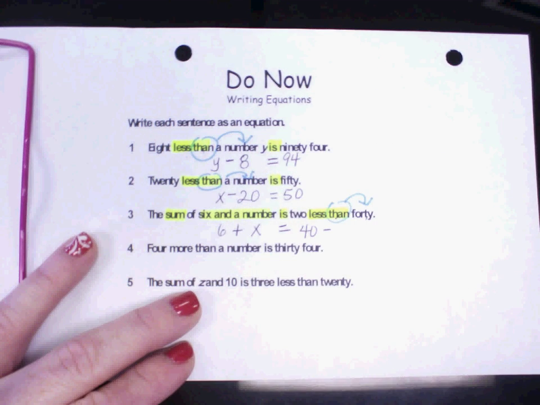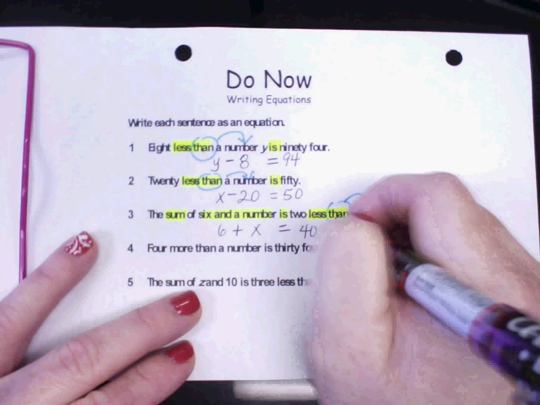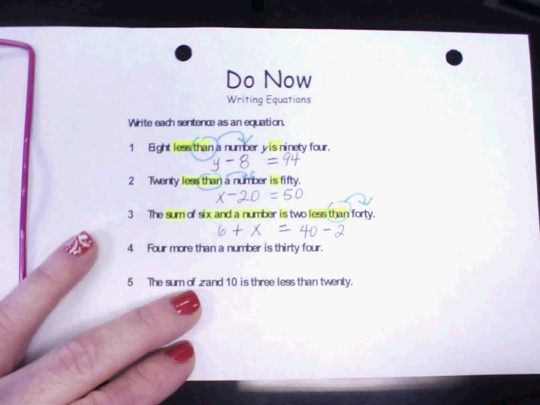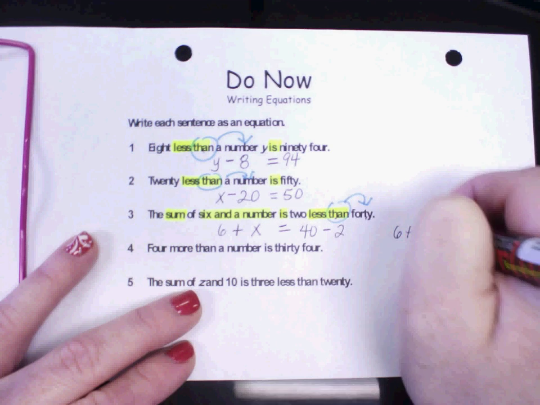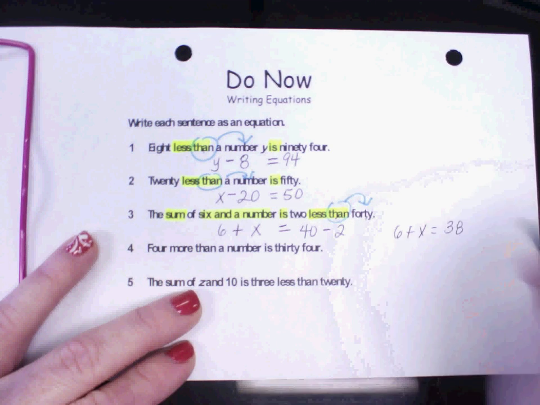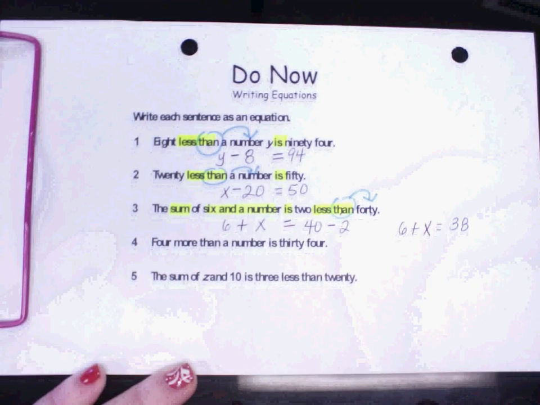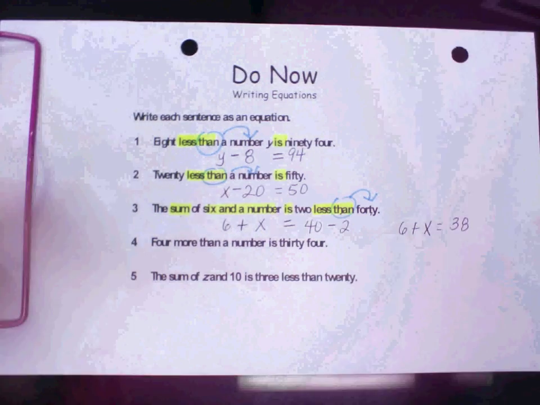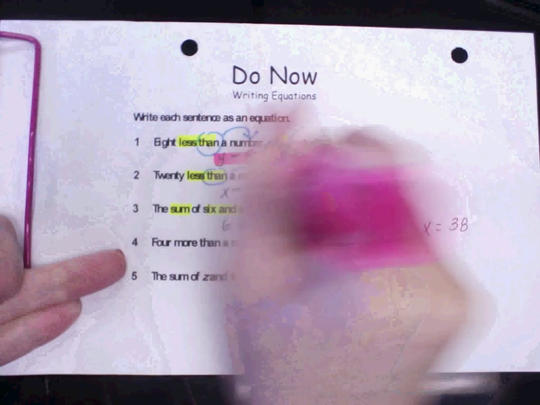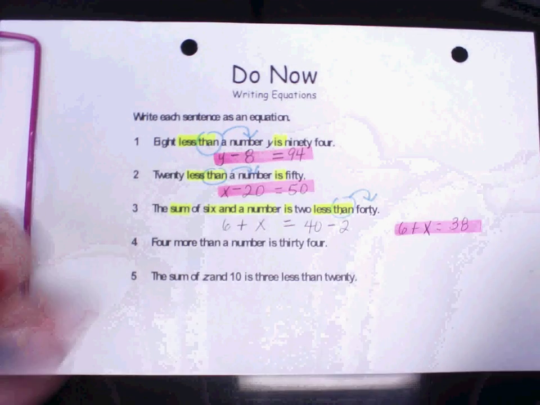What goes after less than? 40. Less than means subtraction. And how many are you taking off? 2. Can you say 40 minus 2? Yeah, we can. That would be what? 38? Yay? Alrighty.